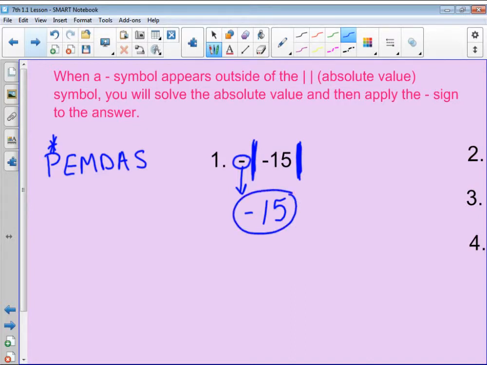Final answer on this would be negative 15. And another way of reading this would be the opposite of the absolute value of 15. So the opposite of 15 is negative 15.